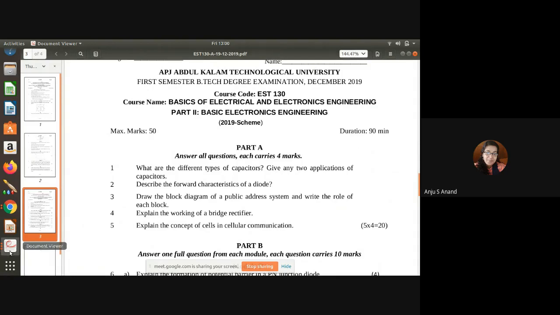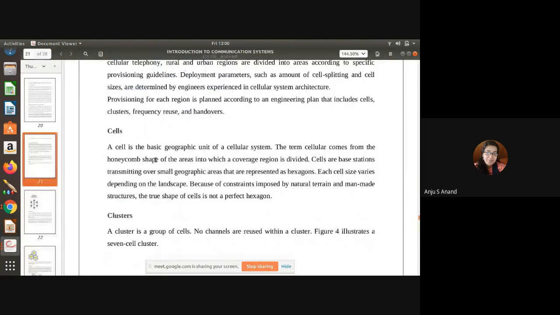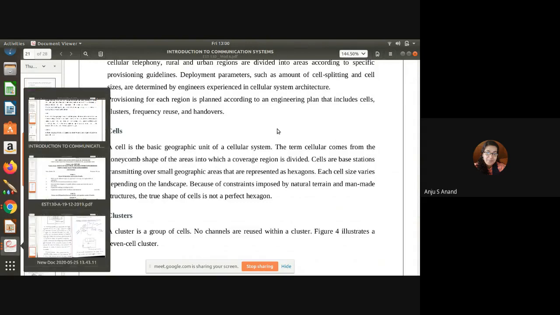So what was the concept of a cell? Cell is a basic geographic unit of a cellular system. In that, a large geographic area is divided into small units, and each unit is called a cell. And what was the shape? It has a hexagonal shape for covering the maximum area. Each cell is assigned a set of frequency channels, and that is in the base station or tower.